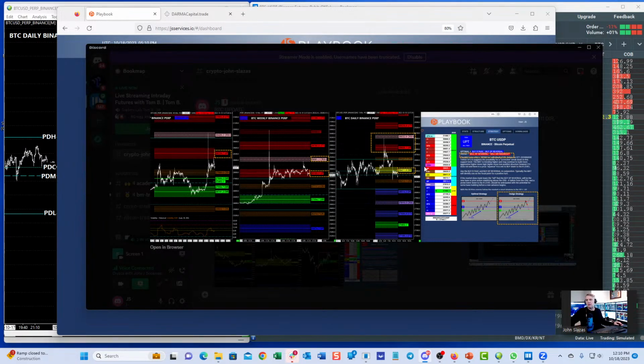And last night overnight, I'm going to go through this in more detail, but this is just how we tee things up. What you're looking at here is a monthly structure chart, this is weekly structure, this is the daily structure, and this is the daily playbook.